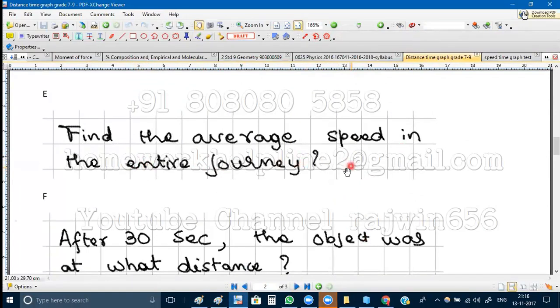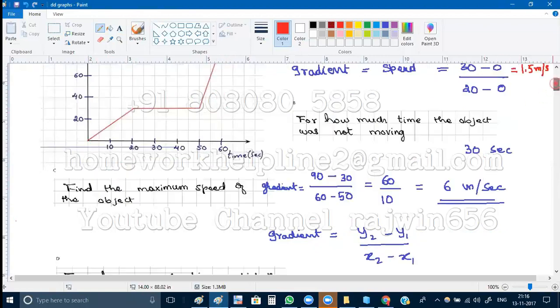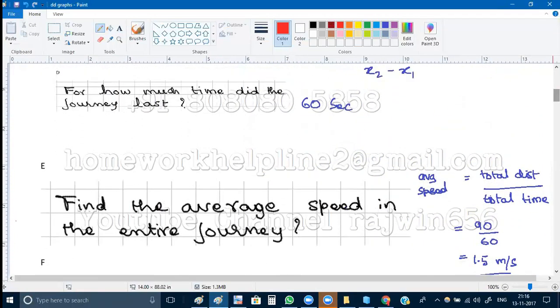Find the average speed in the entire journey. Total distance traveled is 90, and total time taken is 60 seconds. This is your total distance, 90. It will be 1.5, correct. And here the total time is 60. So average speed is total distance divided by total time, which is going to be 1.5 meters per second.